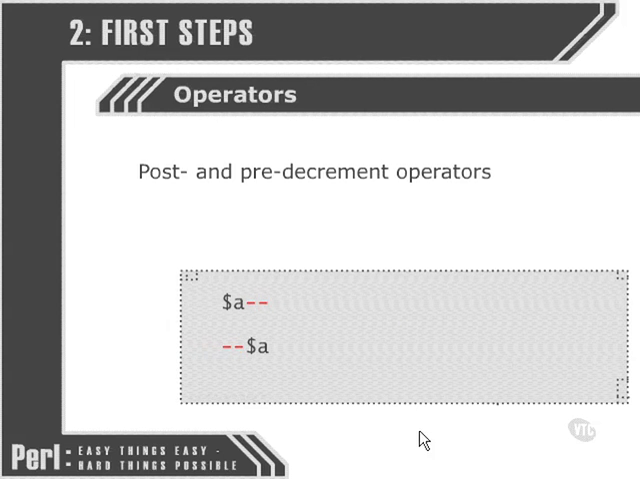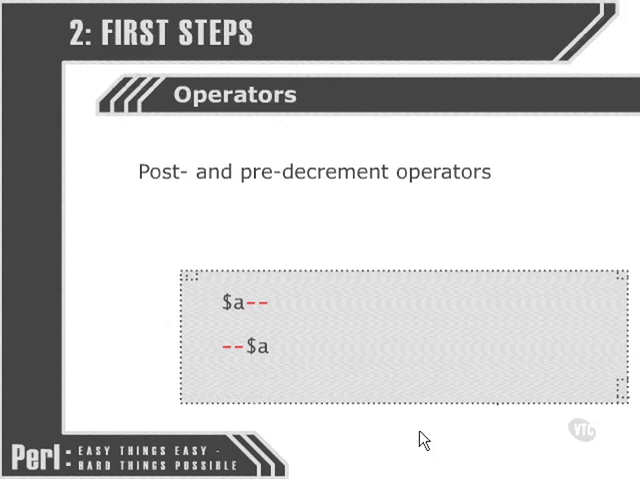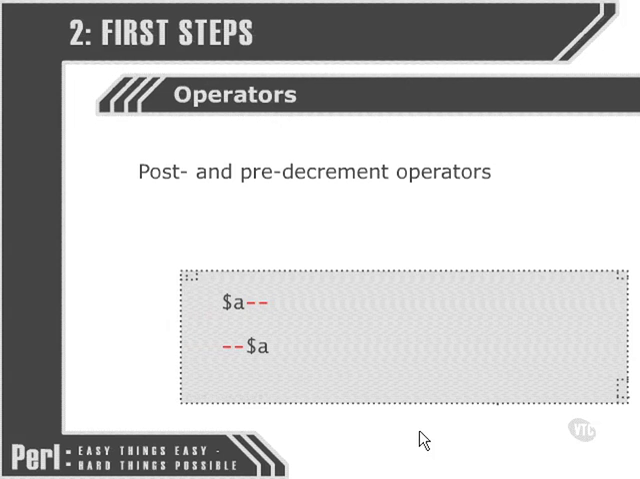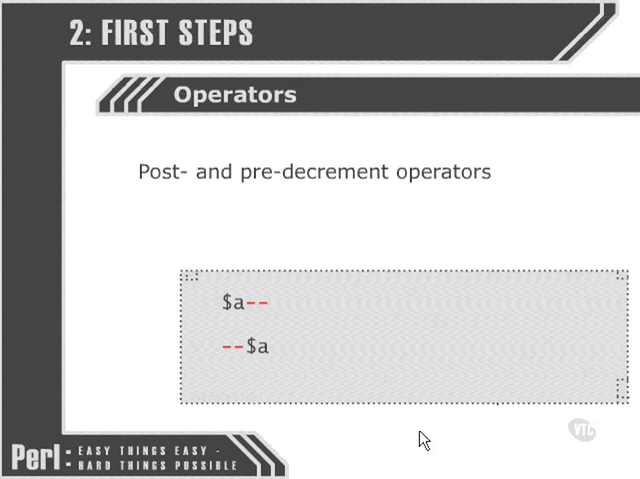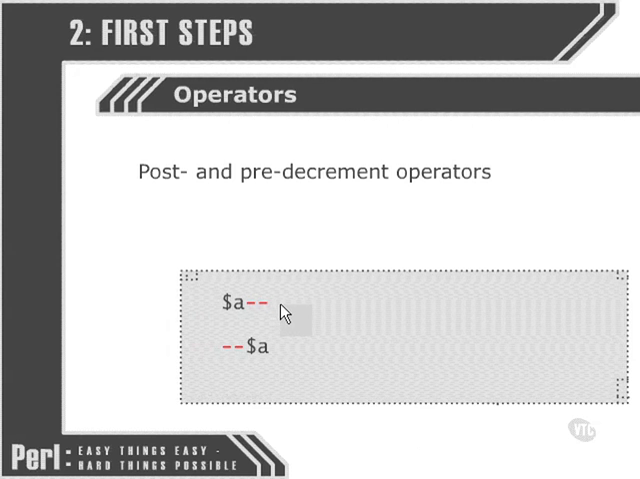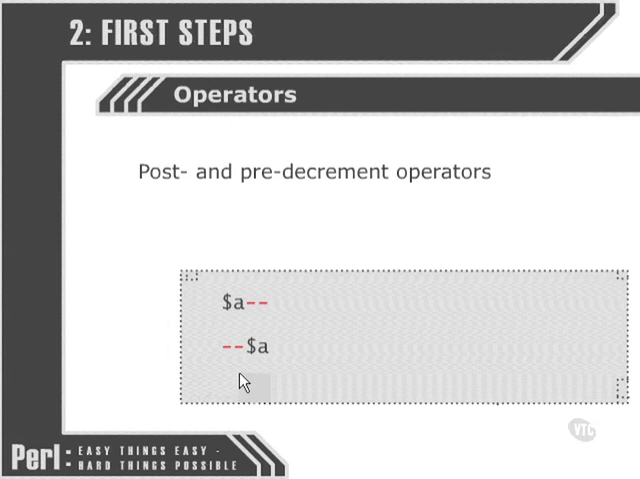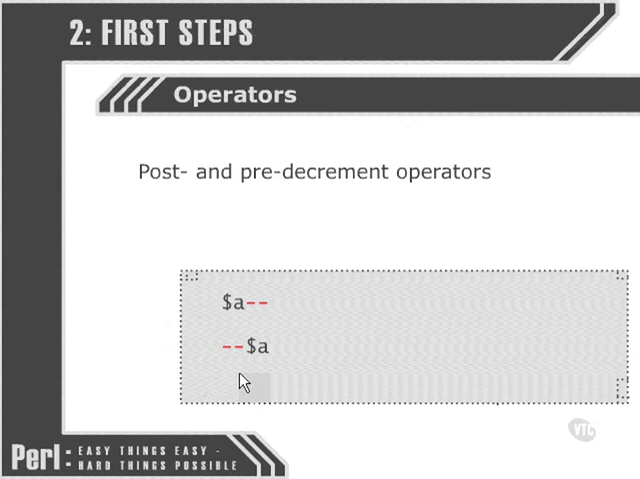We can also use the decrement operators, and these do exactly the same as the increment operators, except instead of adding one, they take one away. The post and pre work in exactly the same way. So if we say a minus minus, that decrement is going to take place after whatever the statement is has been evaluated. Whereas here, the first thing that happens is that we take 1 away from the variable a. And then we execute the whole statement, whatever that happens to be.